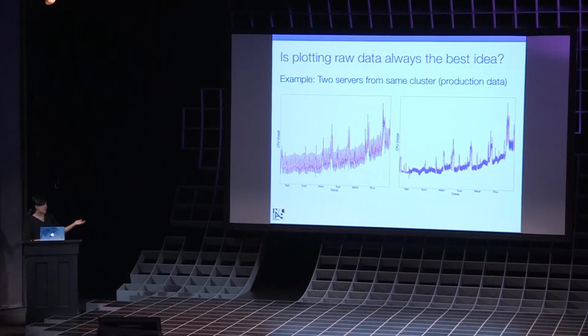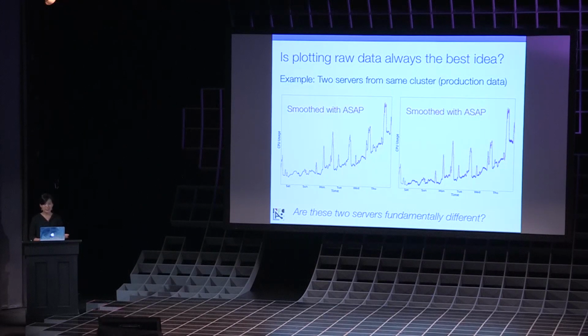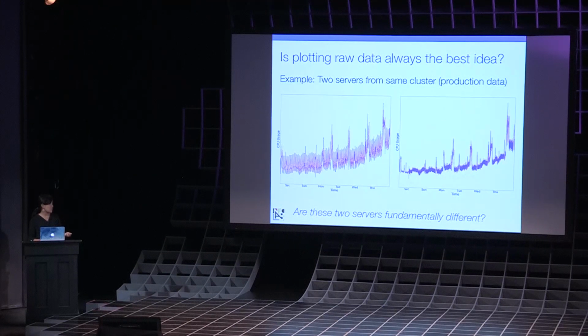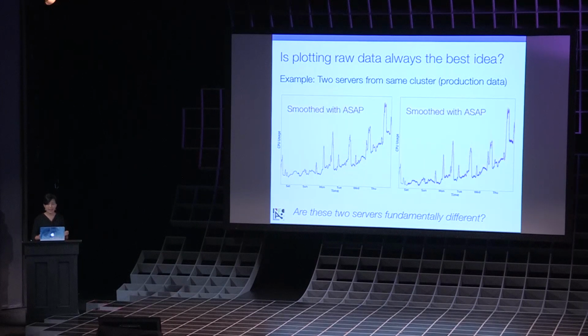From the time series plot, it might look like these two servers are behaving kind of differently. But it turned out that if you were to perform some amount of smoothing, they actually show almost the exact same usage trend, which was really hard to see in the original plots because they were hidden under the fluctuations.